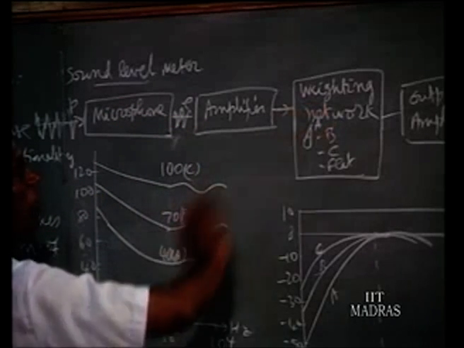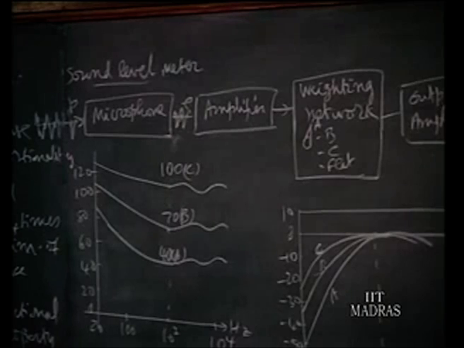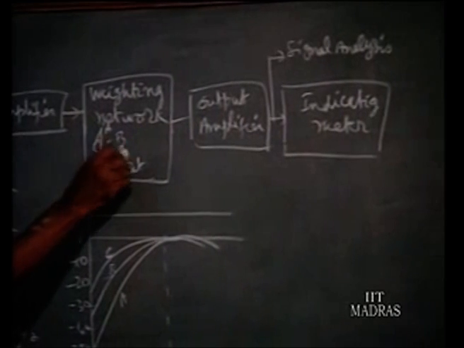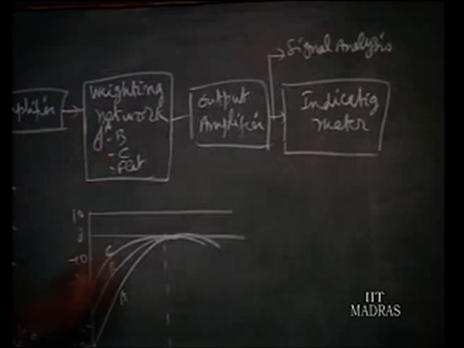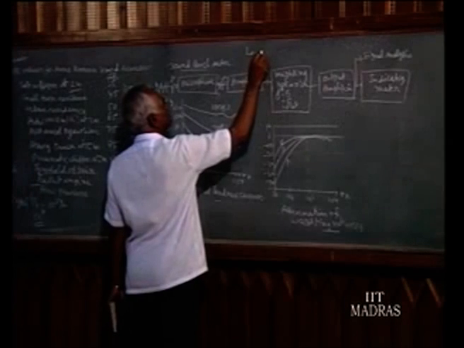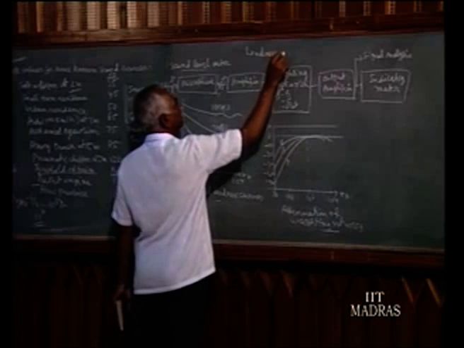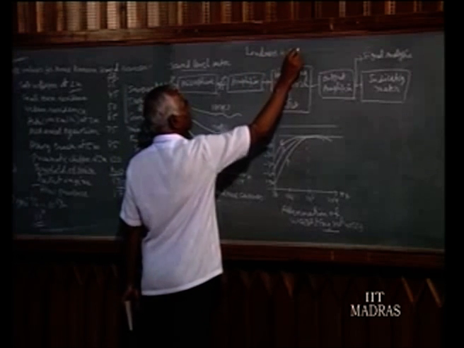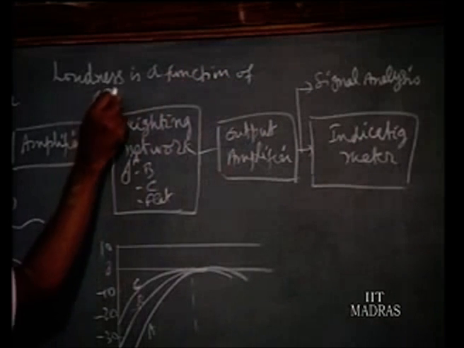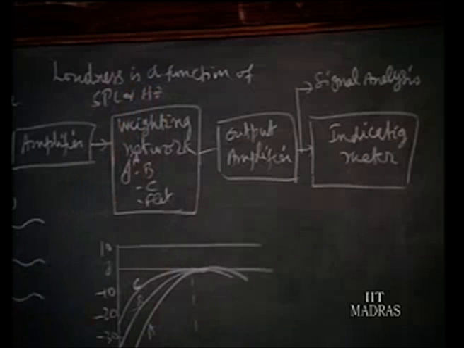Then we have the so-called weighting network. The weighting network is an important unit in any sound level meter. We have three scales, A scale, B scale, C scale, and another one is flat, which doesn't belong to any one of these. See what the importance of the weighting network is: loudness is a function of SPL and frequency in hertz. That is important.